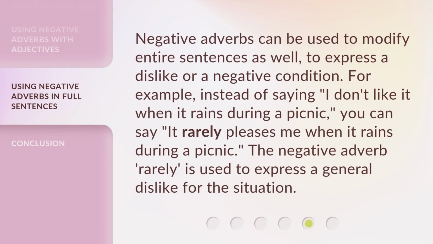Negative adverbs can be used to modify entire sentences as well, to express a dislike or a negative condition. For example, instead of saying, "I don't like it when it rains during a picnic," you can say, "It rarely pleases me when it rains during a picnic." The negative adverb, rarely, is used to express a general dislike for the situation.